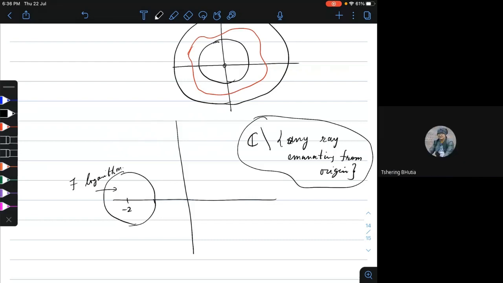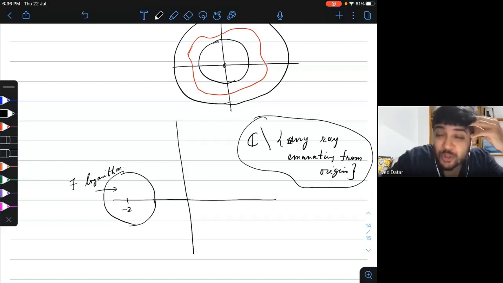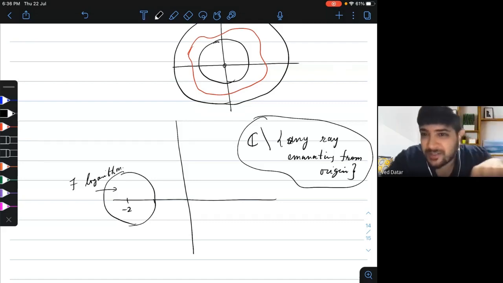Sir, in this domain, on this center with -2 and radius 1, if you consider the principal logarithm, the principal branch, then the function is not continuous. Then how can it be holomorphic? No. So that's what. You don't consider the principal branch.